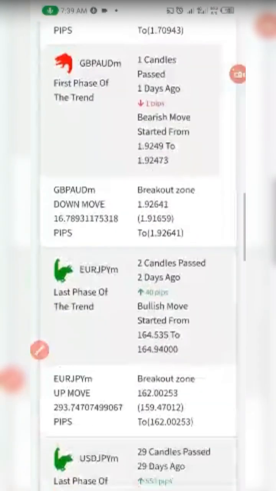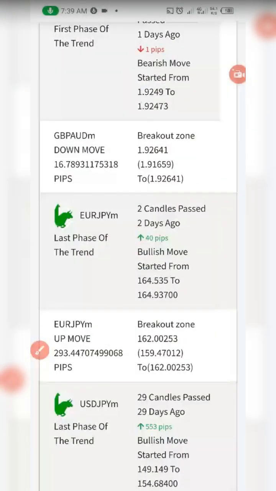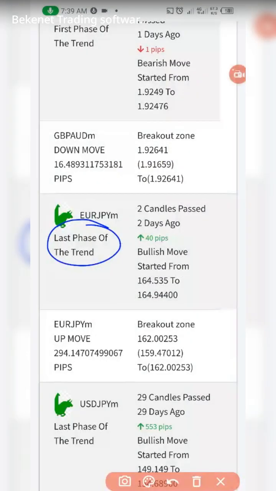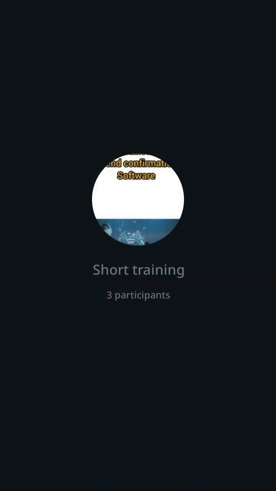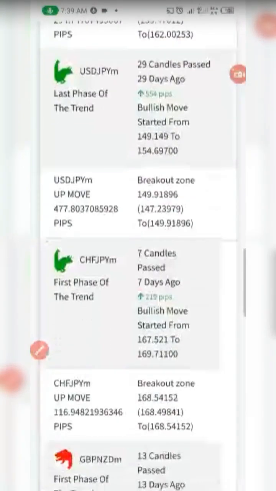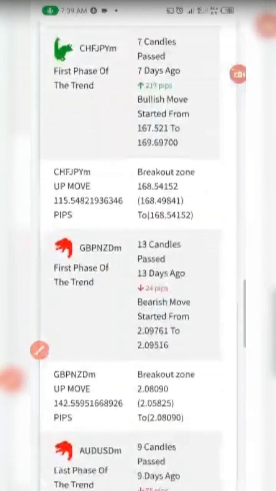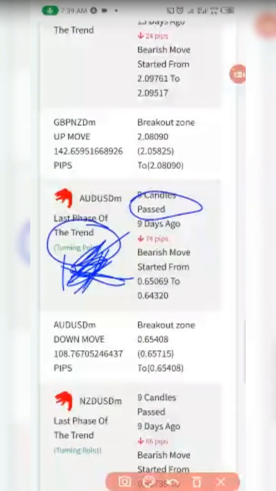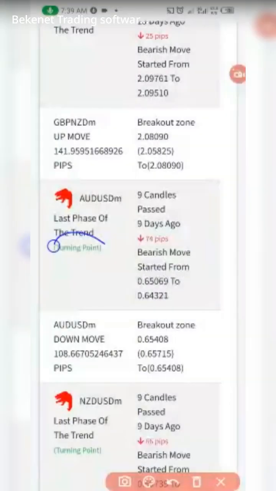So let's see if we can look at this one. Now, as you can see this one, we're not going to take this trade because it's in its last phase. Even if we're seeing 2 candles here, it's in its last phase, so we don't do anything with last phase. You can only use a sniper entry to look for opportunity on this pair. The same principle applies with all the time frames. So like I said, I'm going to talk about the meaning of this turning point.